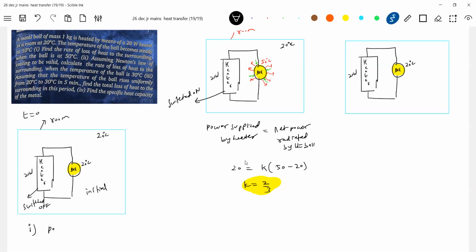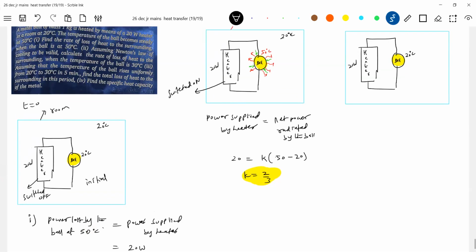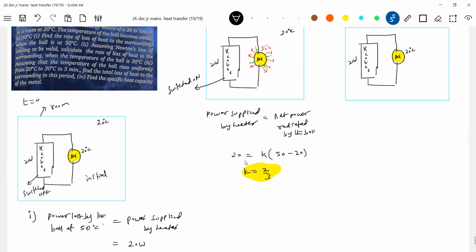So therefore, power lost by the ball at 50 degrees Celsius is equal to power supplied by the heater. So therefore, what should be this answer? 20 watt only. You need no calculation. Okay, so that's part one.